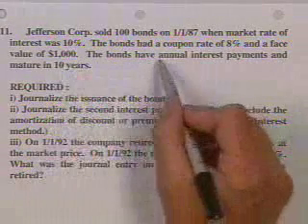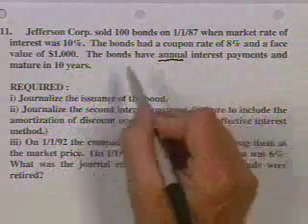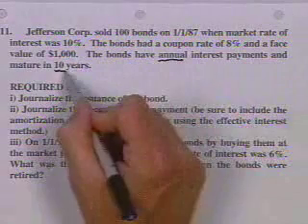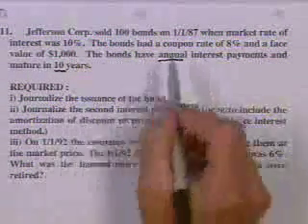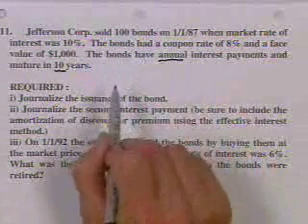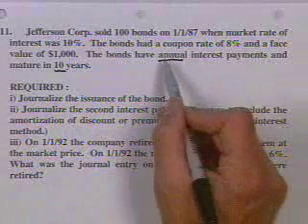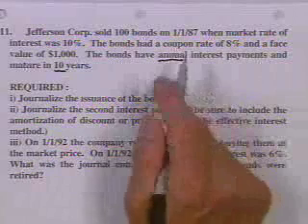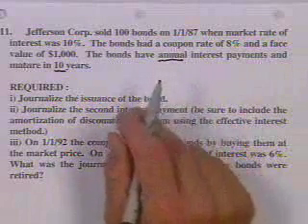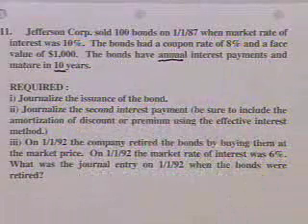And the bonds have annual interest payments and mature in 10 years. All information we will need. Now, generally speaking, in real life, bonds have semi-annual interest payments. But we use annual in this particular example just to make it slightly easier in terms of the arithmetic.